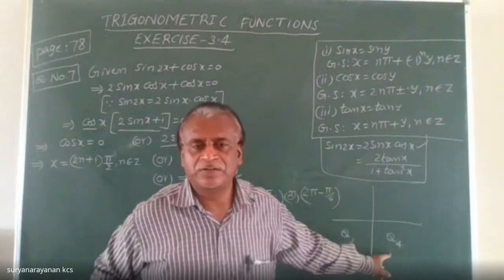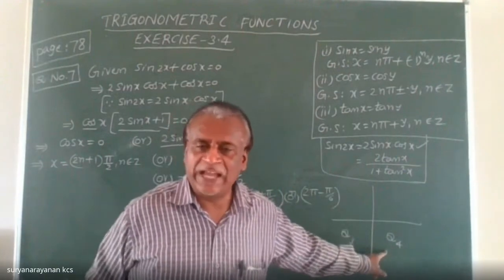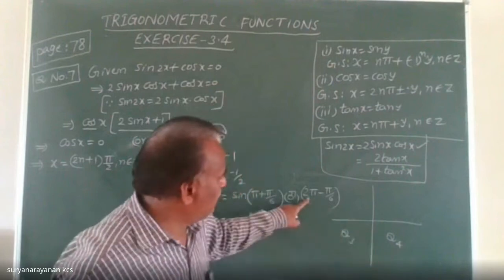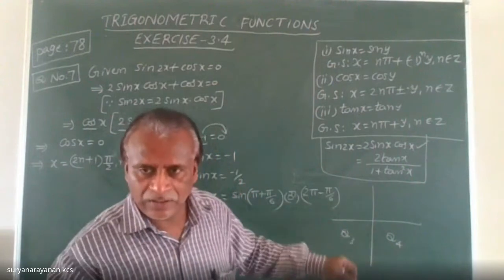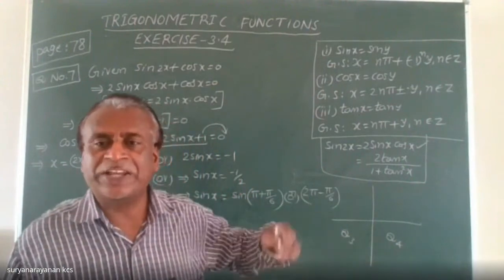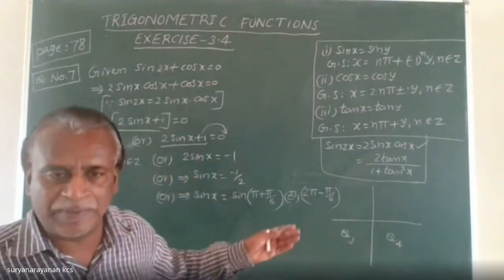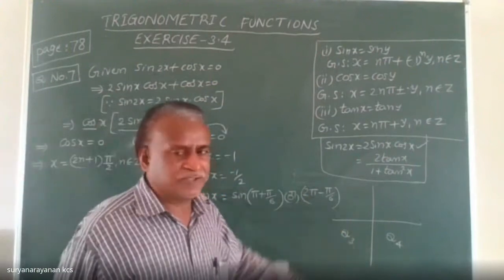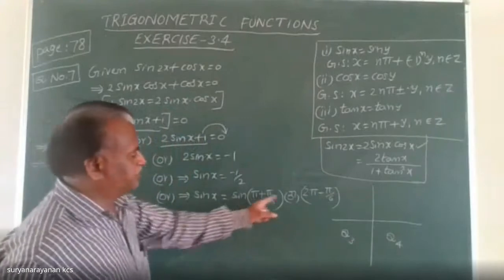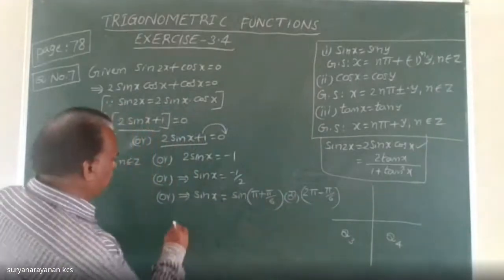Fourth quadrant. How do you express the angle in the fourth quadrant? 2 pi minus that acute angle. That acute angle is pi by 6. So 2 pi minus pi by 6. So these are the principal solutions we got here.